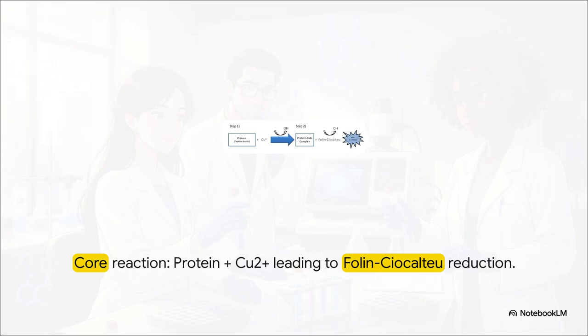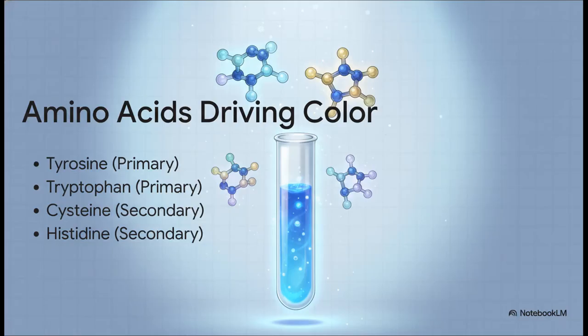We add the Folin Ciocalteu reagent, which is this complex mixture of phosphomolybdate and phosphotungstate. And here's the cool part. That newly formed copper protein complex reduces the Folin reagent, triggering a massive, dramatic color shift into a deep, dark blue. But wait, it's actually not just the peptide backbone doing all the heavy lifting.